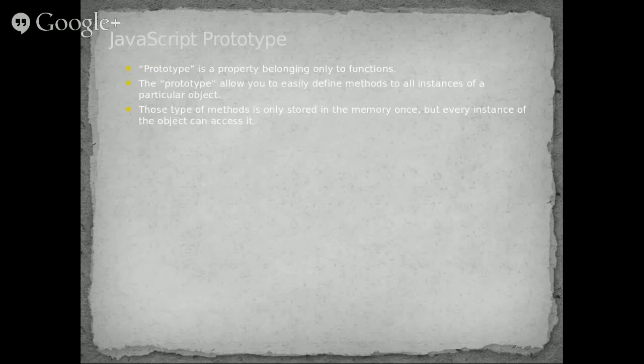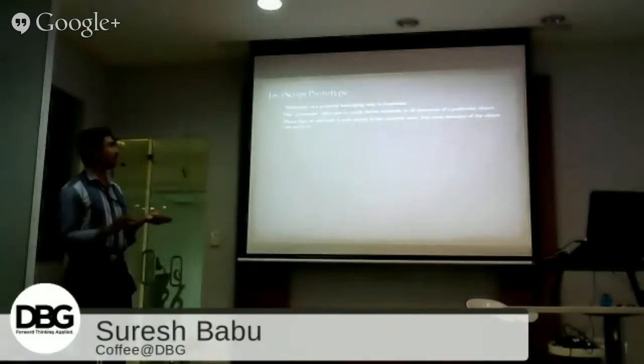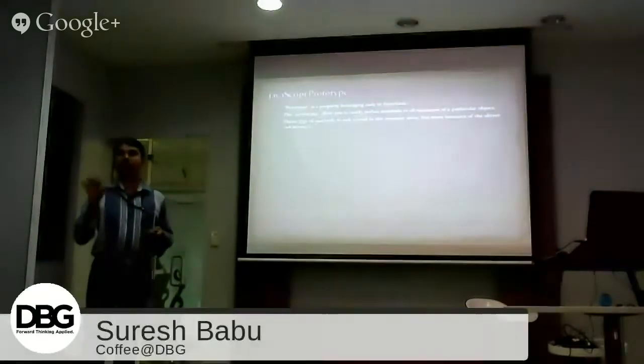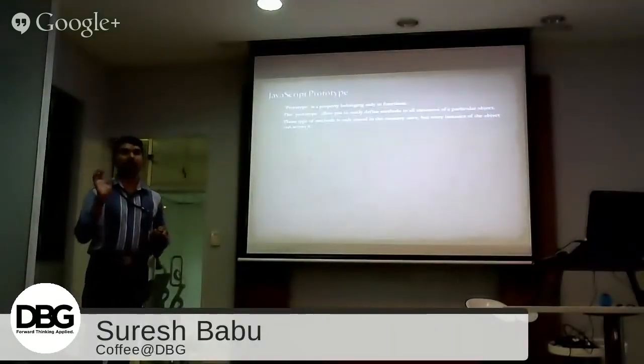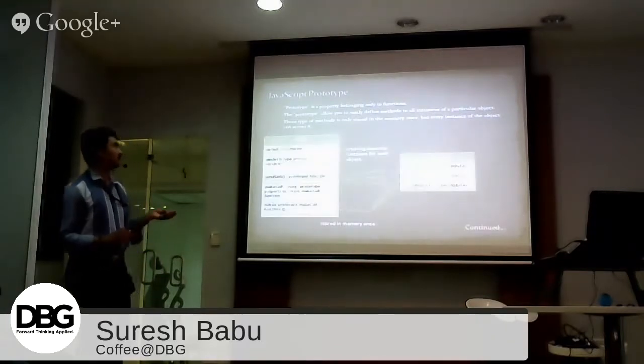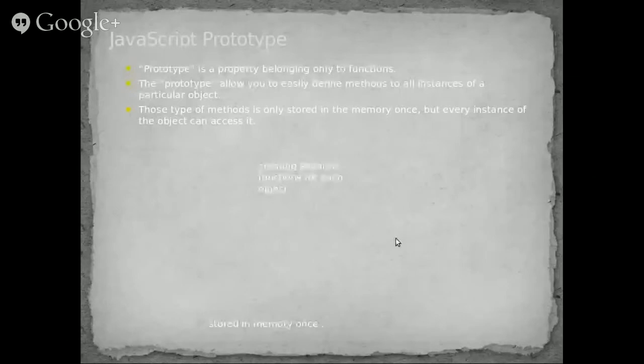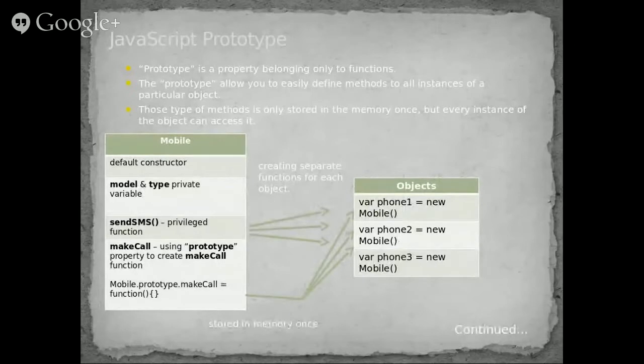And why are we using prototype? We are using prototype to define methods for our class. One of the specialties of the prototype is that when we define a method, it will share a common memory. I mean, it is created once in memory, and for all objects, it will share that memory. This is a sample of a mobile class, and I have a constructor and model and type variables and a send SMS function. And here, I'm using the prototype property to define the make call function.